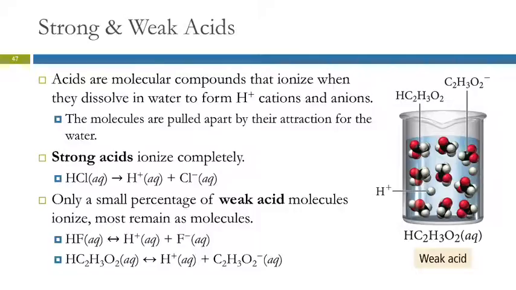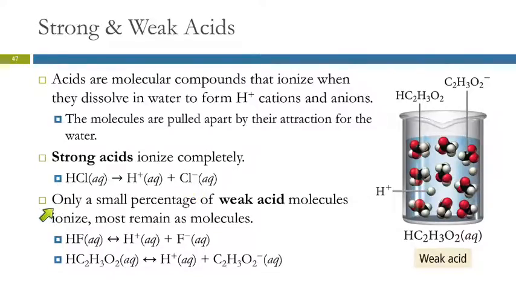Acids are molecular compounds, but they ionize when you put them into water and they form hydrogen ions. So something like acetic acid, when you put it into water, it's going to form acetate ions and hydrogen ions. It's not an ionic compound, but it forms ions. Strong acids are acids that ionize completely. When you put hydrochloric acid into water, there are no intact molecules left. They all come apart into hydrogen ions and chloride ions.